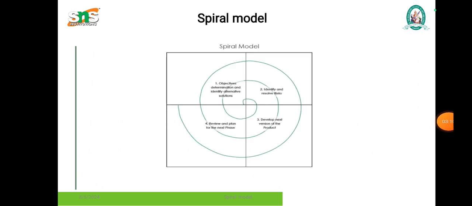So this is the diagram of the spiral model. It has four parts. The first part represents the objectives determination and identifying alternative solutions. The second part is identify and resolve risk. The third part is develop the next version of the product. And the last part represents the review and plan for the next phase.